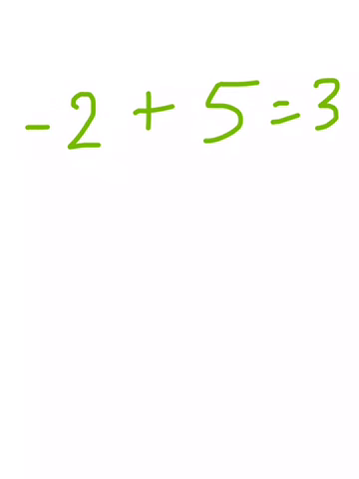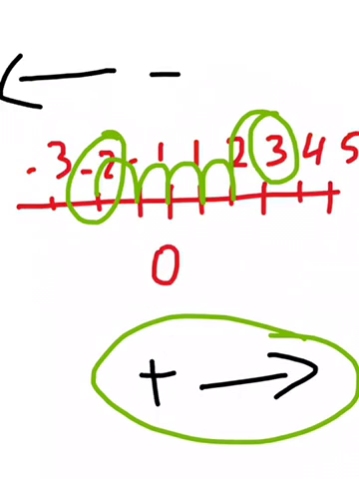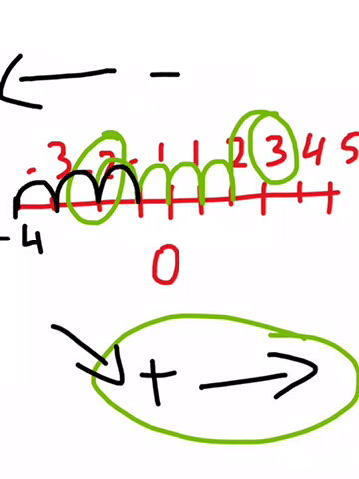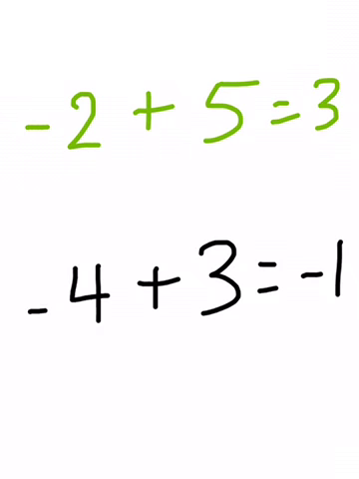Let's look at another example. Let's say I have -4 plus 3. Again, you would start at -4, so if I add -4 in here, I am adding 3, and adding, I can see, goes to the right. Let's move our cursor. 1, 2, 3. So I see my answer is -1.